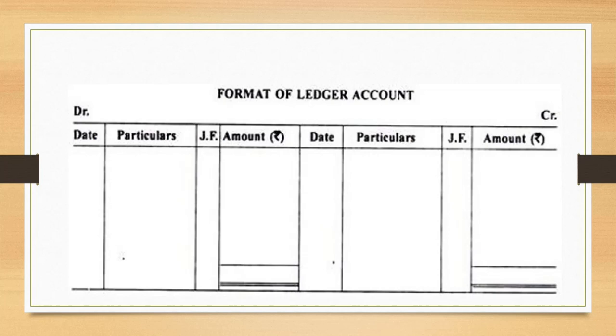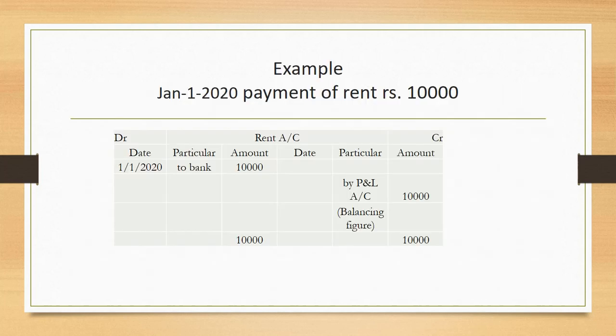When the transaction is recorded on the debit side, the word "to" is added, and on the credit side the word "by" is used in the particular column along with the account name.